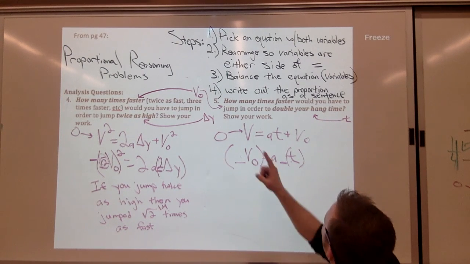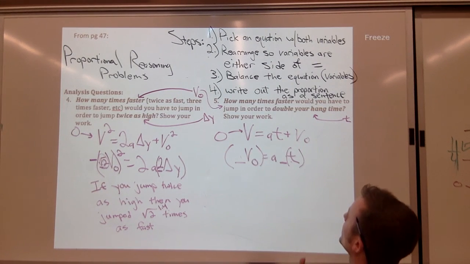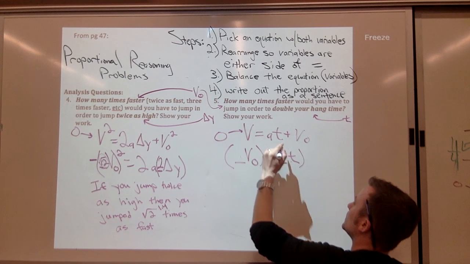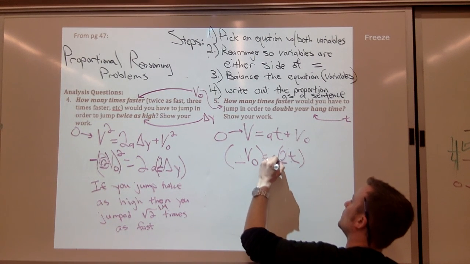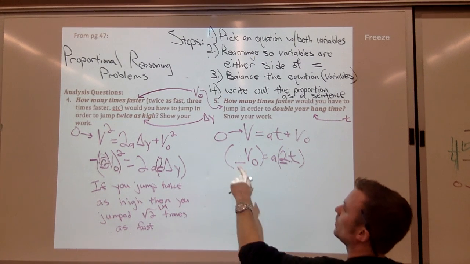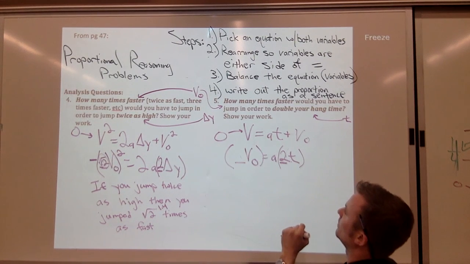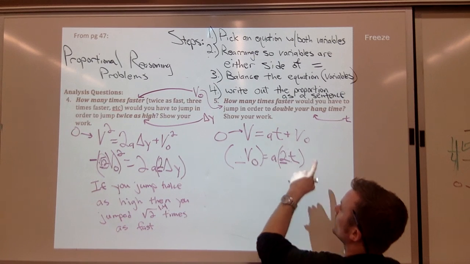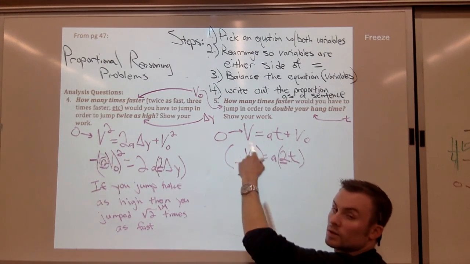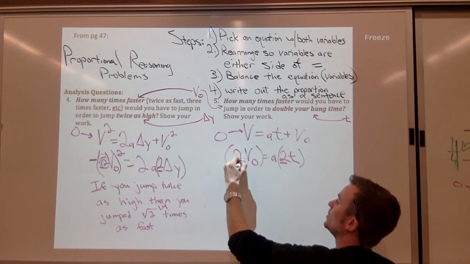Let's see, what did it say? How many times faster if you double your hang time? So if I double my hang time, what would happen over here? Well, there's no exponent this time. So if I double my hang time, if I double this value, I'm going to double this value also. So the answer here is going to be 2.